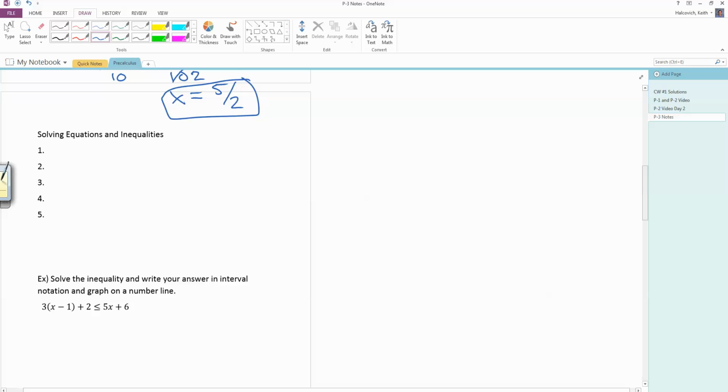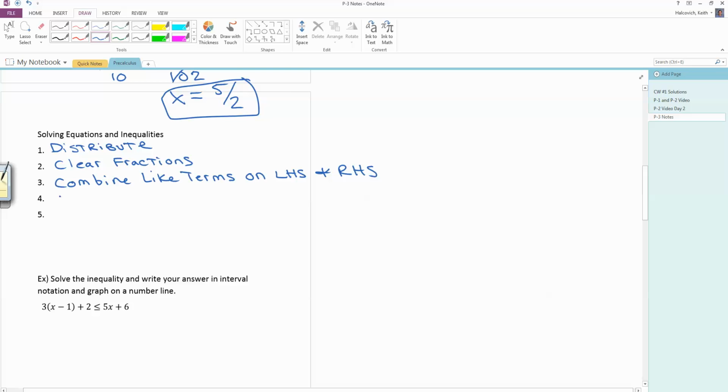All right, so the process for solving equations, remember, step 1 is you're going to distribute. Now, you may not have to distribute, but that's always going to be the first thing that you do. Step 2, you're going to clear the fractions. If there are no fractions, you don't have to clear them. Step 3, combine like terms on the left-hand side and the right-hand side.